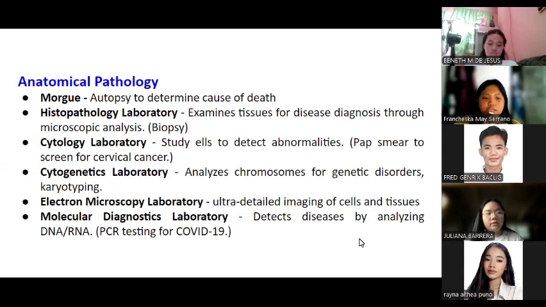And next or last for anatomical pathology is the molecular diagnostic laboratory. Dito ina-analyze ang DNA or RNA ng sample. And ang example ng procedure dito is the PCR testing for COVID-19.